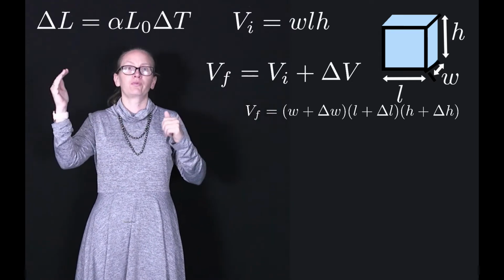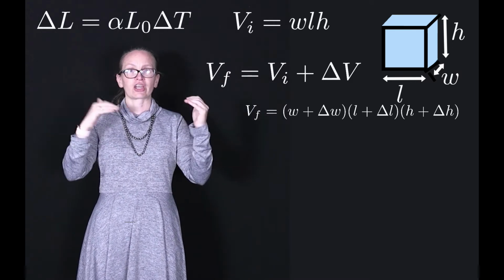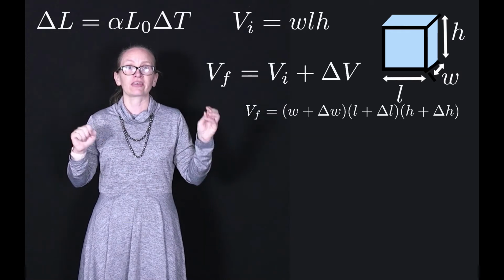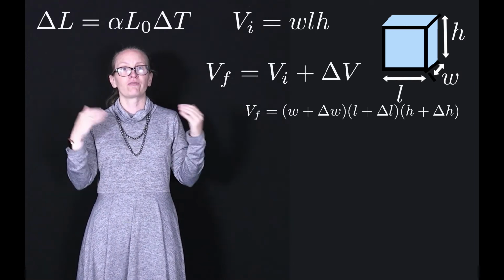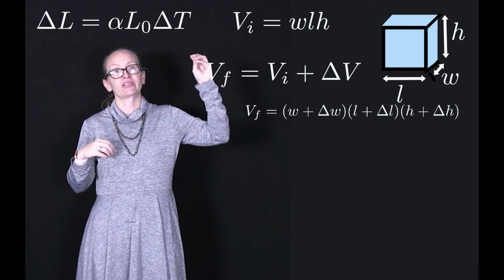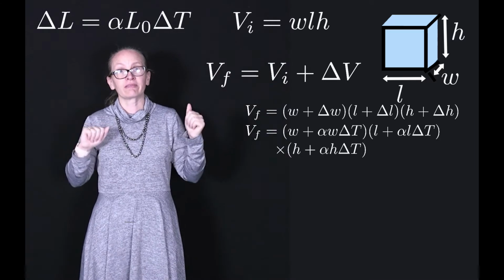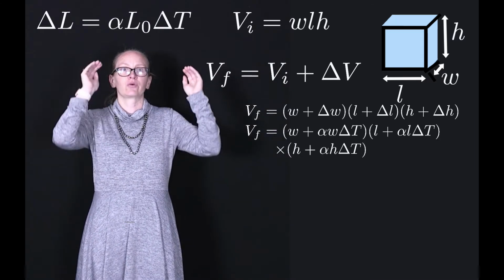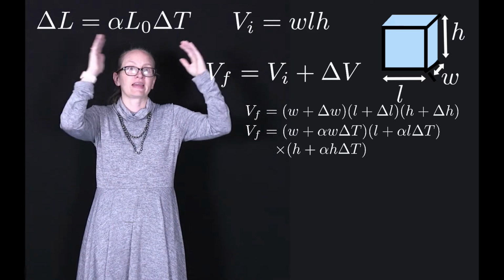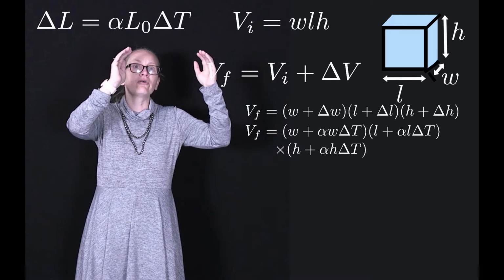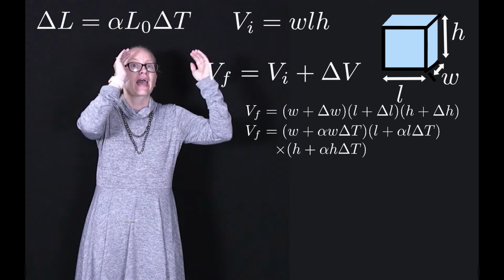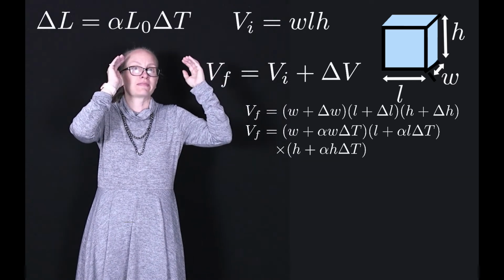And now, because the width, length, and height are all just changes in one dimension, we can use our equation for the change in length to work out what these will be. So, for example, delta W will be equal to alpha times W0 times delta T. So we can write the final volume is then equal to (W plus alpha times W0 times delta T) times (L plus alpha times L0 times delta T) times (H plus alpha times H0 times delta T).